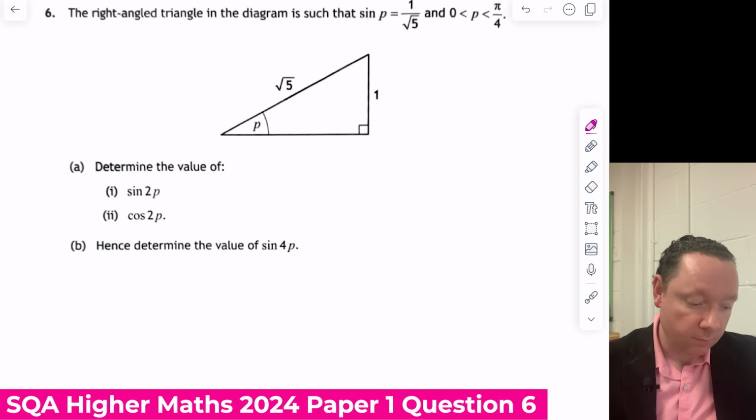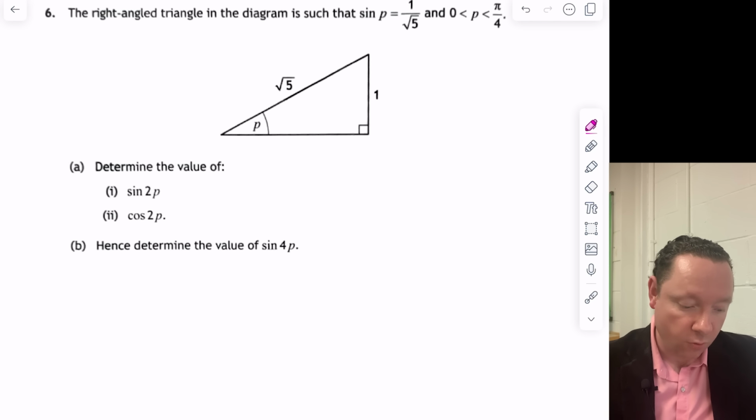SQA Higher Maths 2024 Paper 1 Question 6. A right angle triangle in a diagram is such that sine p is 1 over root 5. p is between 0 and pi over 4. Then the value of sine 2p, cos 2p, and then sine 4p.